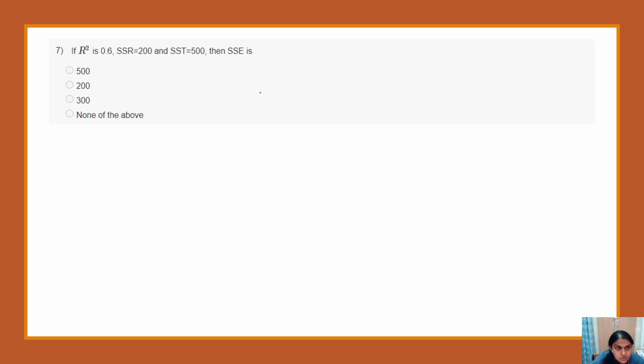So I'll start. Whatever we have been given is R squared equal to 0.6, the residual sum of squares is 200, and SST is 500. SSE is asked. The relationship we have here is SST equals SSR plus SSE. So to find SSE, what you have to do is SST minus SSR.